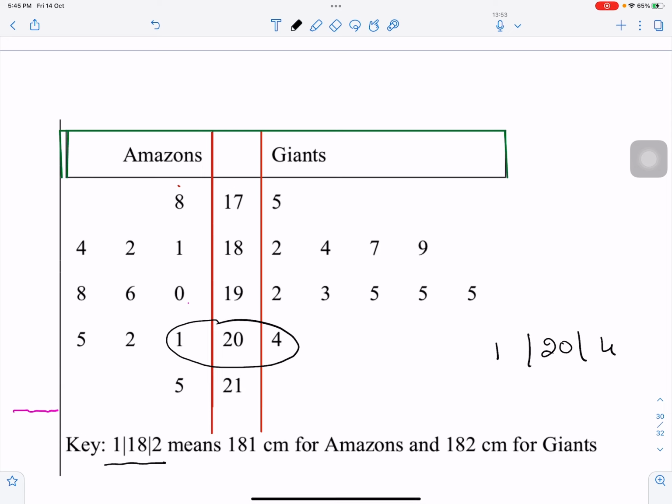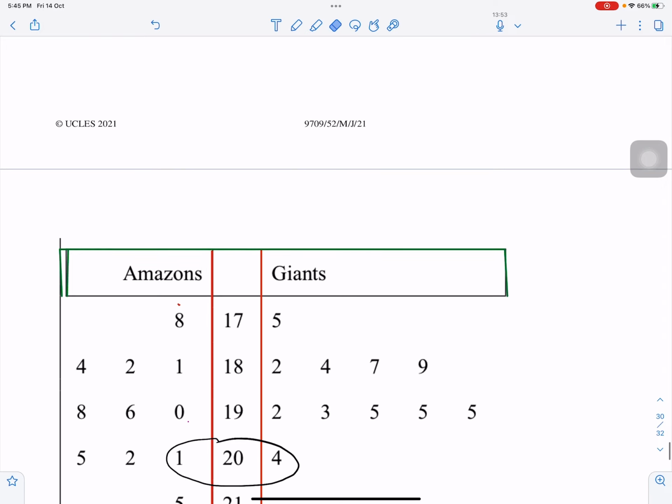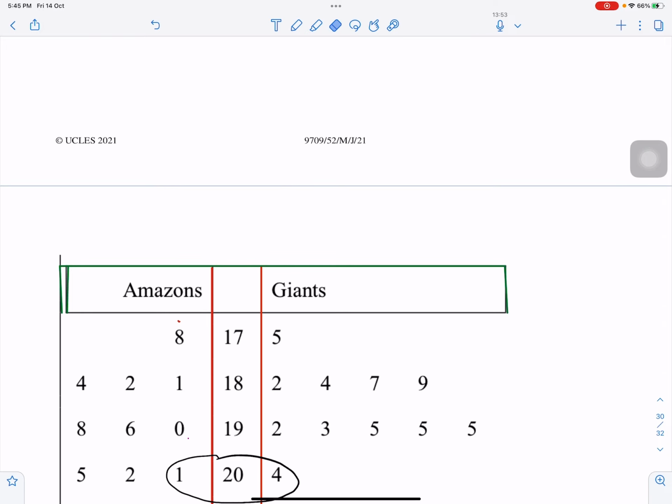And you can say it means 204 centimeter for Giants, because this side is Giants. And here you can say 201 for Amazon heights, right? So you can highlight your data and mention your key like this, to show how to read your data. So we have seen here how to draw a stem and leaf back-to-back diagram.